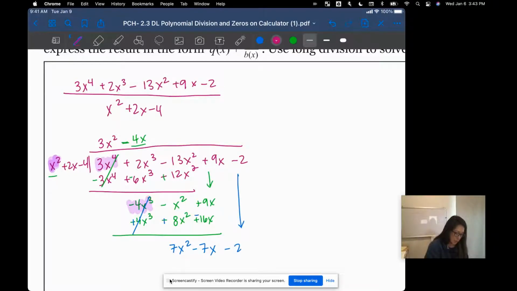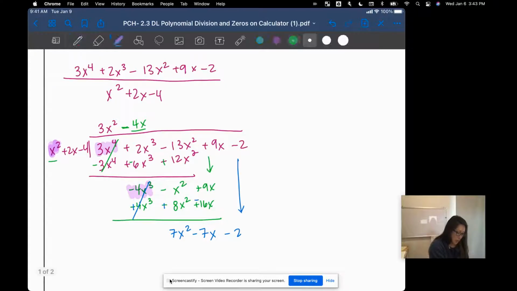We're going to do this one more time. So x squared goes into 7x squared 7 times. So plus 7. I'm going to distribute. So 7 times x squared gives me 7x squared. 7 times 2x gives me positive 14x. And 7 times negative 4 gives me negative 28.